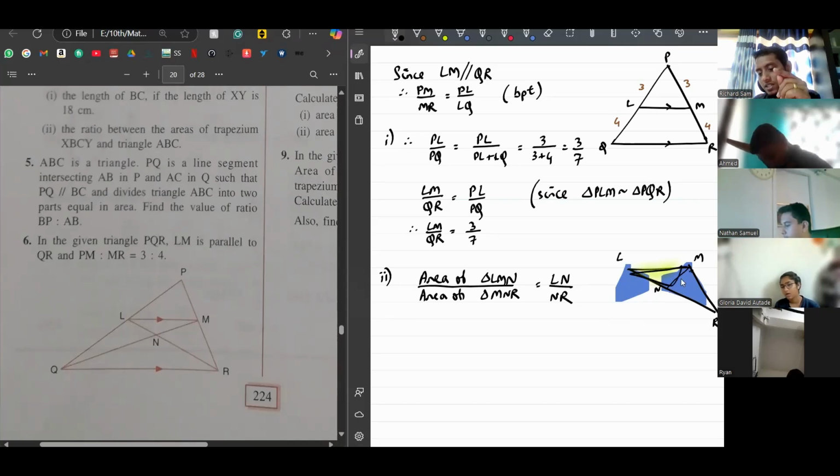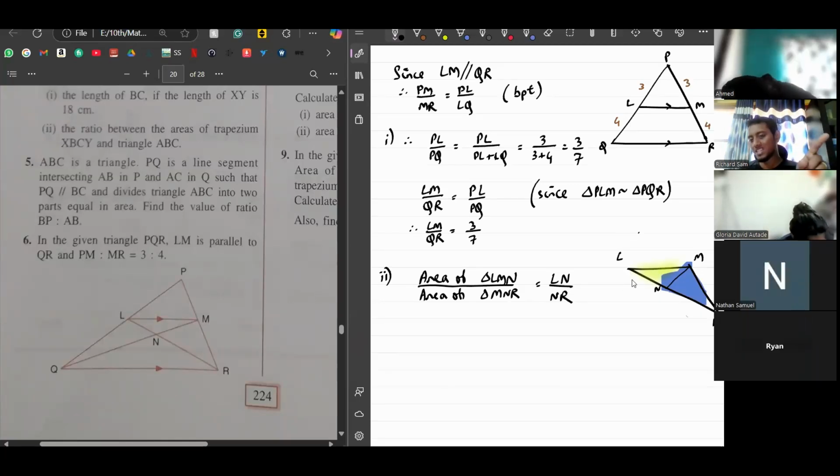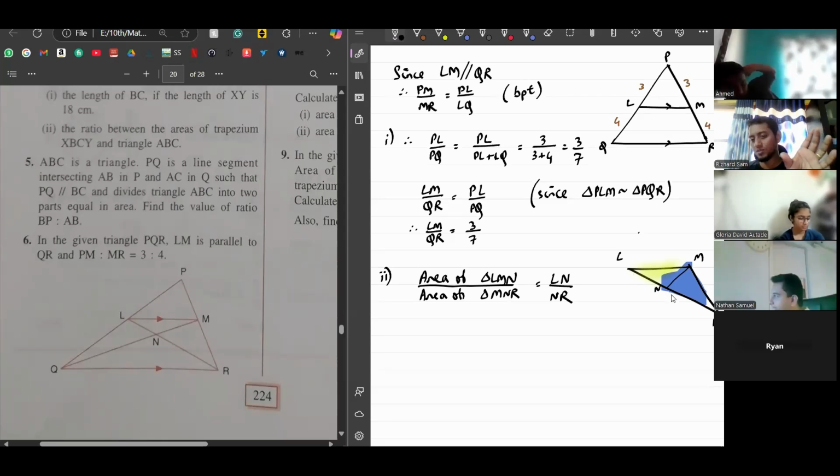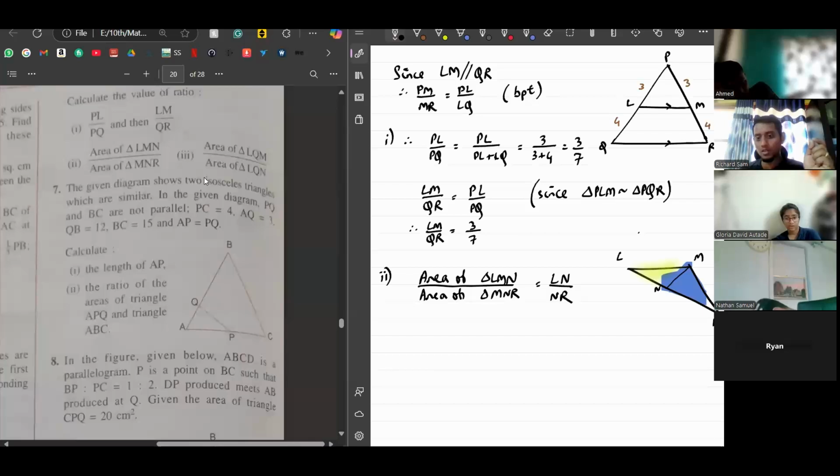See, this triangle is to this triangle will be. Okay, so area of this yellow triangle to this blue triangle will be the ratio of their bases. That is LN is to NR. Okay, that's what we have to find. They're asking to find the ratios. So for that, we need to know LN and NR. Do we know these two values?